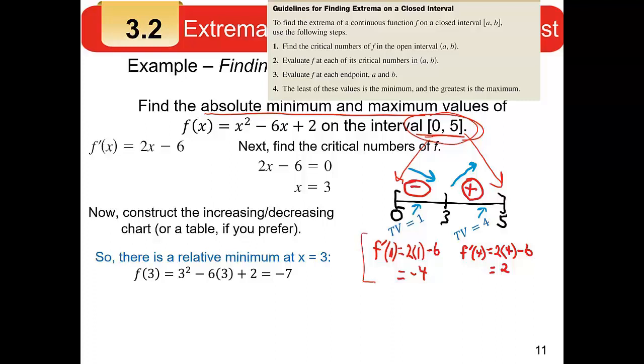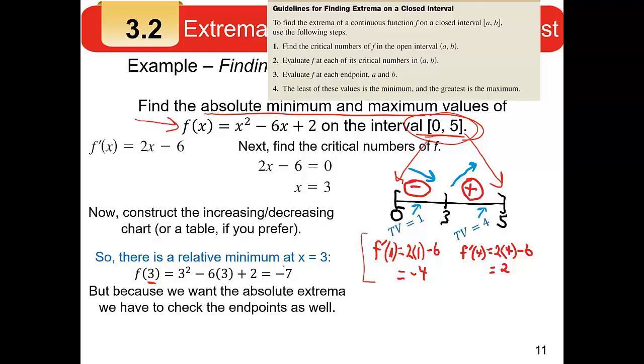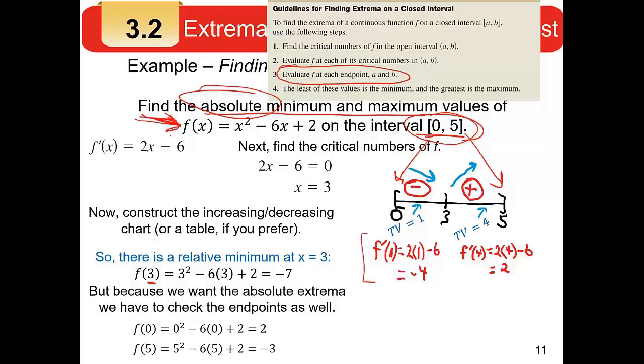And to find out what that minimum is, you take 3, and you always go back to the original function when you're calculating y values. And you'll find out that the y value is -7. But because we're looking for absolute extrema, we have to test endpoints. Remember, we have to throw in endpoints. So one endpoint is 0. Plug 0 back into the function itself, and you get a y value of 2. Then take the other endpoint, 5, you get a value of -3.